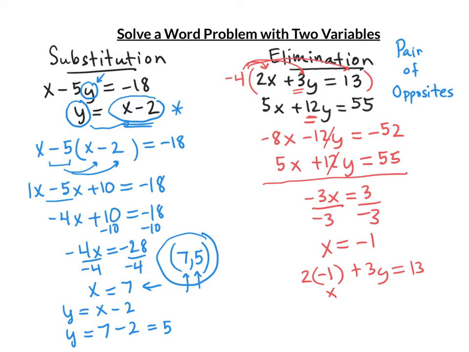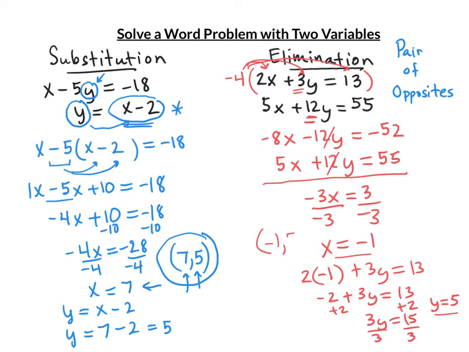Solve this equation. First, you should simplify. 2 times -1 is -2 plus 3y equals 13. Now we can add 2 to both sides, get that y by itself. 3y equals 15, and divide by 3, and 15 divided by 3 is 5. That means y equals 5. Our ordered pair then is x equal -1 and y equal 5.